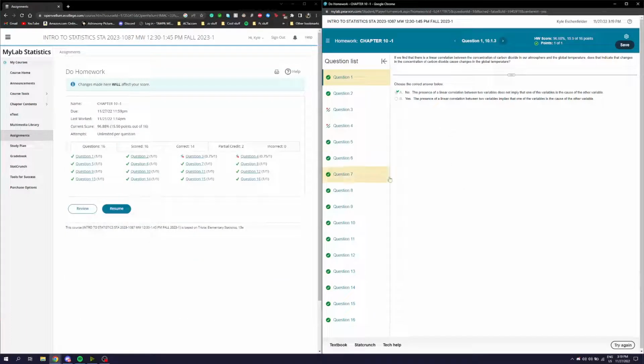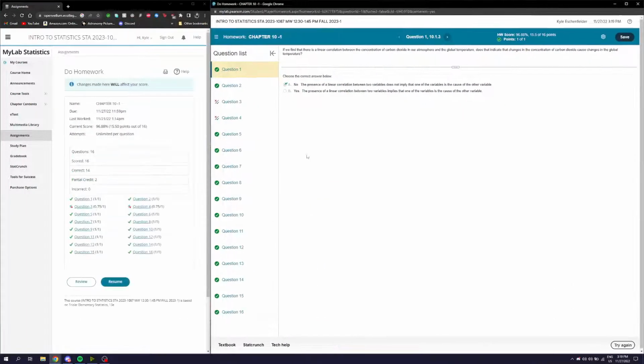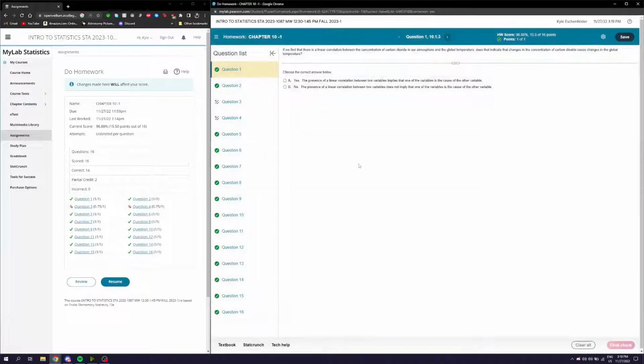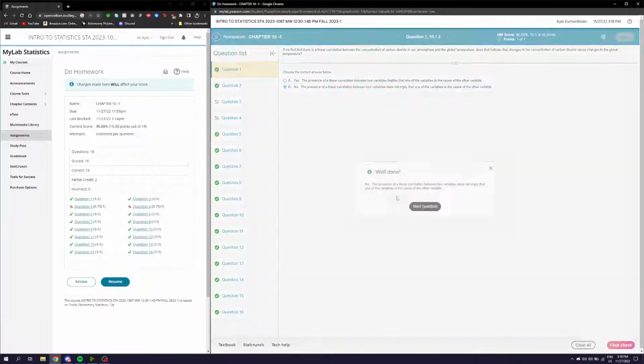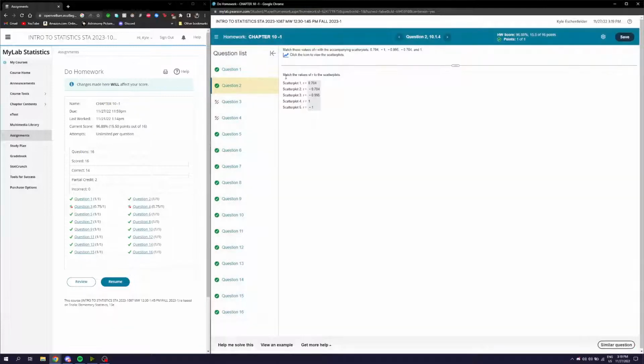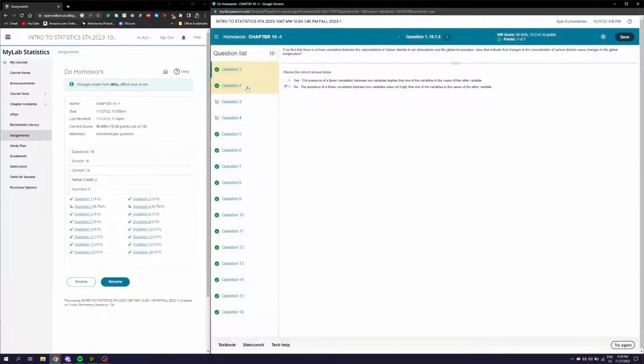Okay. First question for the 10.2 thingy. I don't know if this question changes if you get it wrong. Let us know. This one is easy, you know.